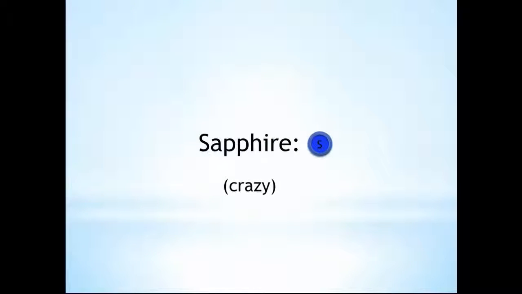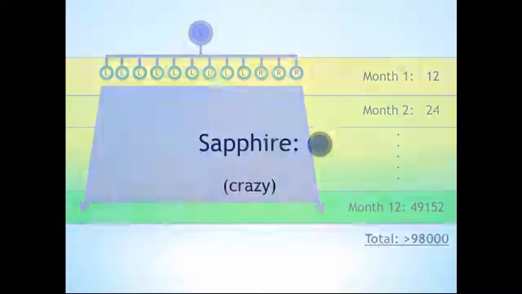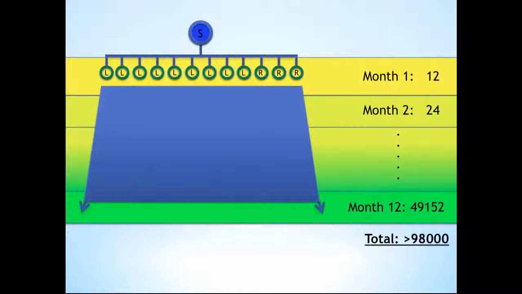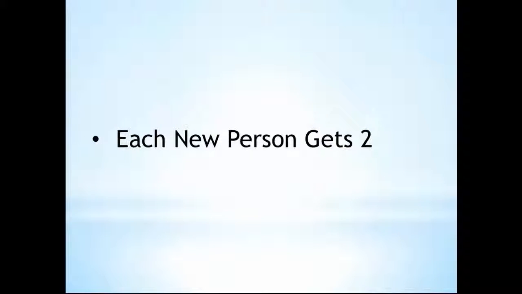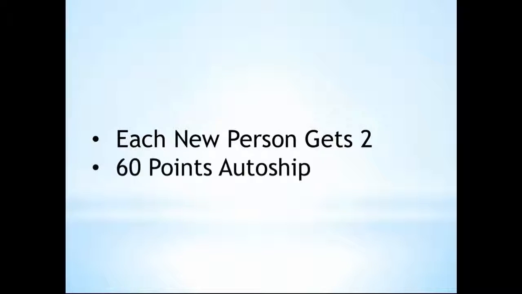Here's where things get a little crazy. Your organization would have over 98,000 people. You'd be easily hitting the maximum team commissions of $26,250 a week. And then when you add in matching bonuses of over $72,900, you've got an income of over $177,900 per month.